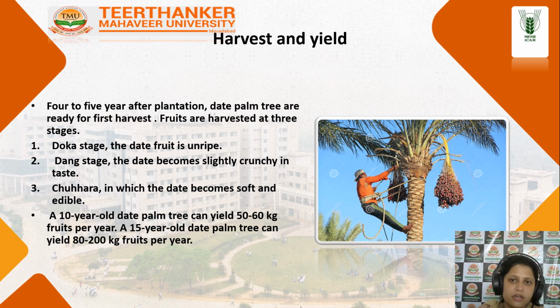Now if we talk about harvesting and yield, 4 to 5 years after plantation, date palm trees are ready for their first harvest. Fruits are harvested at 3 stages. The first stage is the Doka stage, the date fruit is unripe. Dang stage, the date becomes slightly crunchy in taste. And the third is Vanaa, in which the date becomes soft and edible. A 10-year-old date palm tree can yield up to 50 to 60 kg fruits per year, and a 15-year-old date palm tree can yield about 80 to 200 kg of fruits per year.